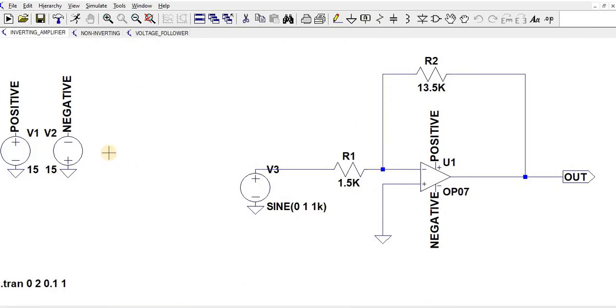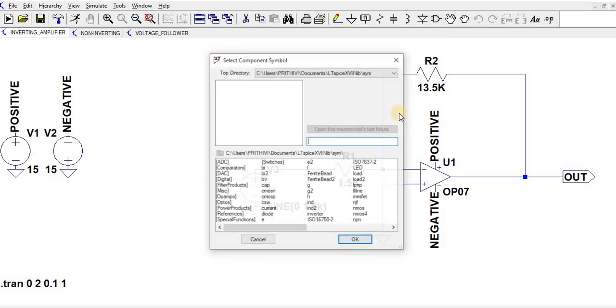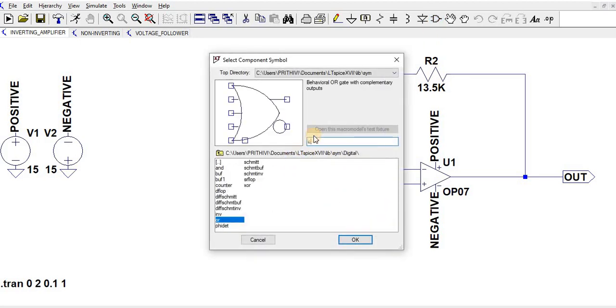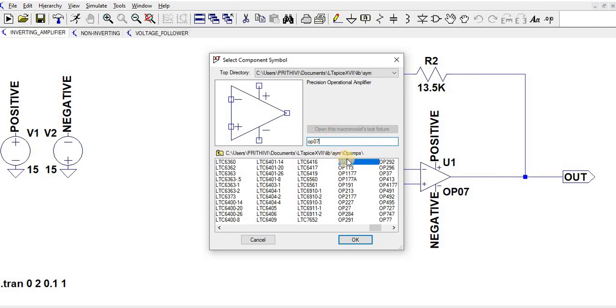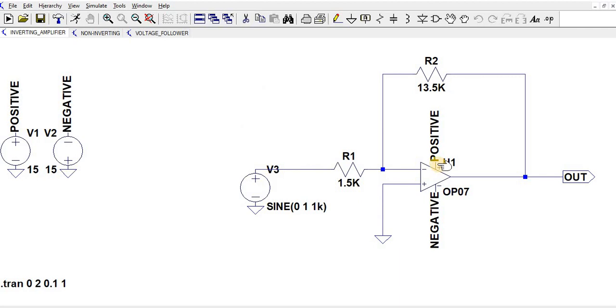Now we will see the basic LTspice. In LTspice we will perform an inverting amplifier, a non-inverting amplifier and a voltage follower. Here I have used an OP07 device. This is the device I have used over here, which is called a precision operational amplifier. Here I have given a supply of plus 15 and minus 15. Positive 15 is given to the positive VCC and negative 15 is given to the negative VCC.